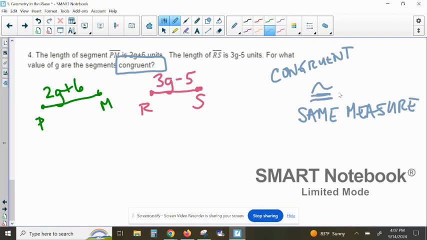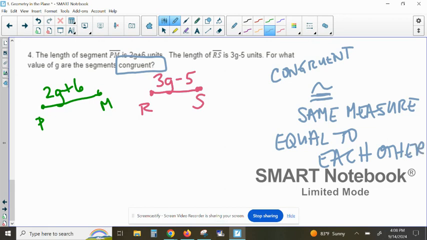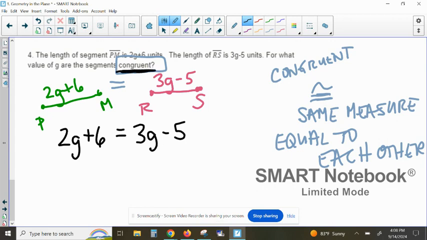Okay, so if things are the same measure, then that means that they are equal to each other, right? So if 2 things are equal to each other, then that means you can put an equal sign in between them. So just take these 2 things and put an equal in between them. So I have a 2G plus 6 is equal to a 3G minus 5. So when you see congruent, that means put equals in between them. Okay, so I just have to do my algebra. So let's put Mr. Squiggly down the middle.